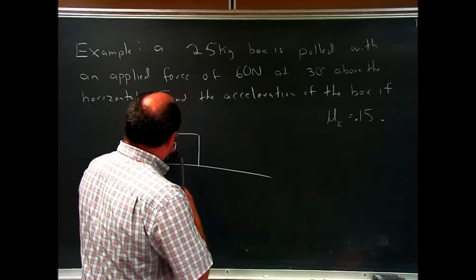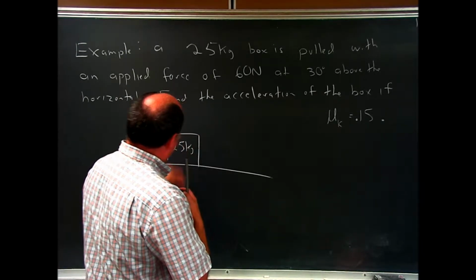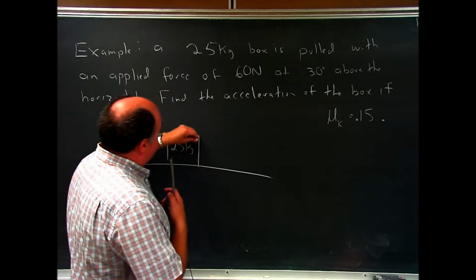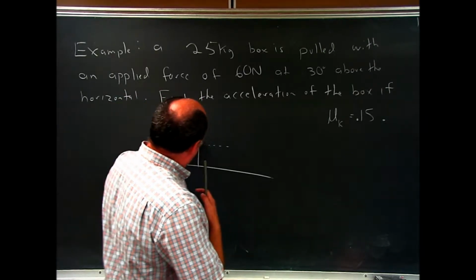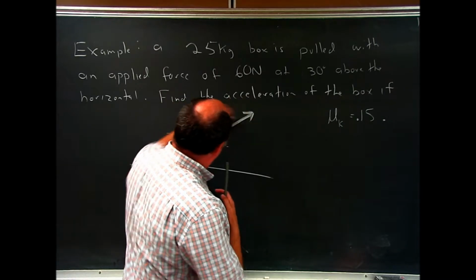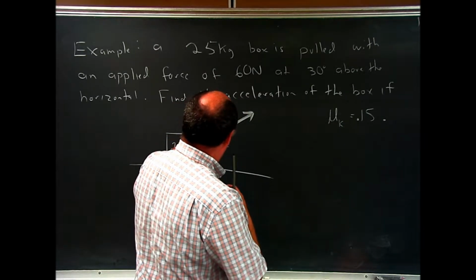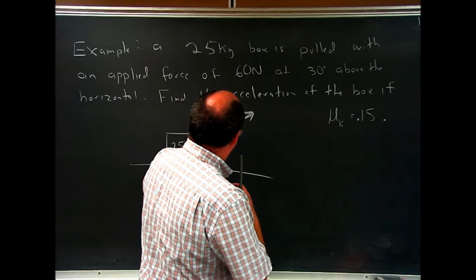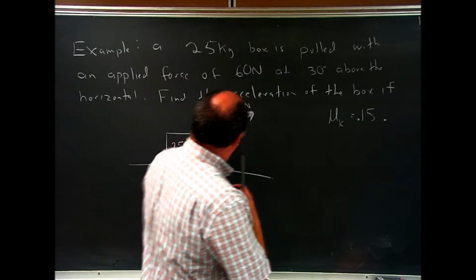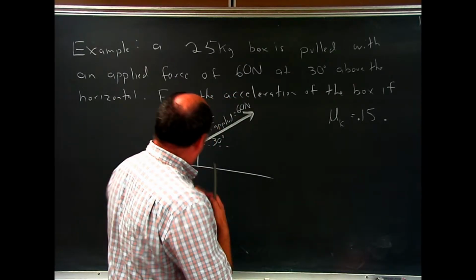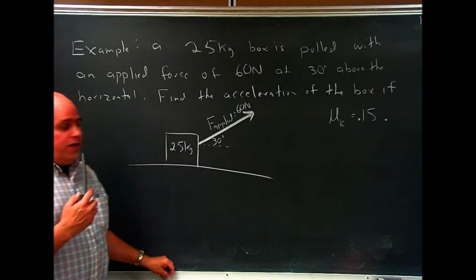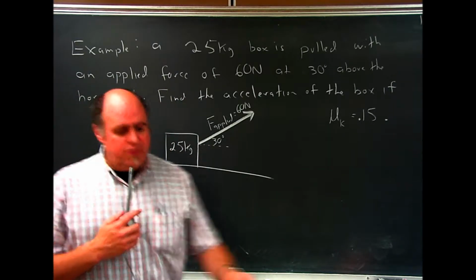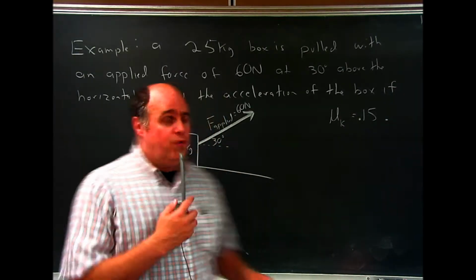this is 25 kilograms, and there's a rope or something, a handle, tied to it, and the handle's going at 30 degrees above the horizontal. So this is my force applied, which equals 60 newtons, and this is my 30-degree angle. So if I were to do the free body diagram, which I always have to do, I'll try to find all the other forces that I can.